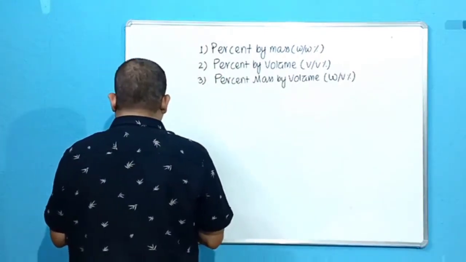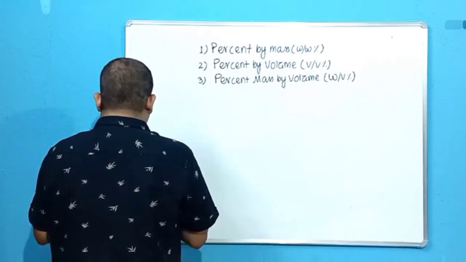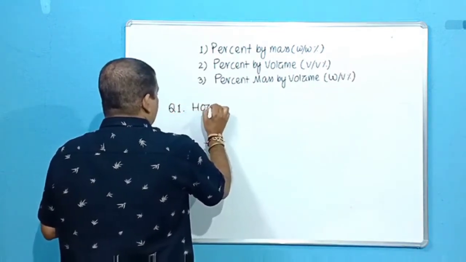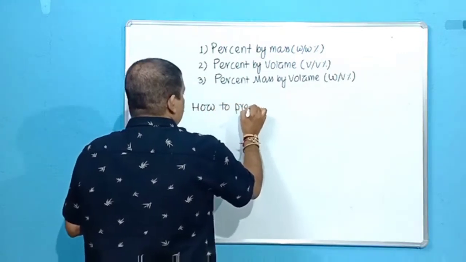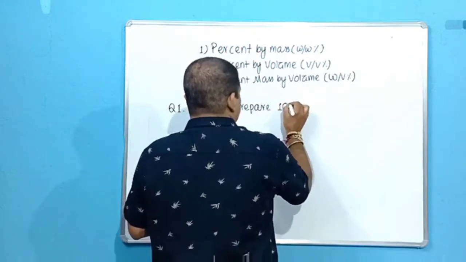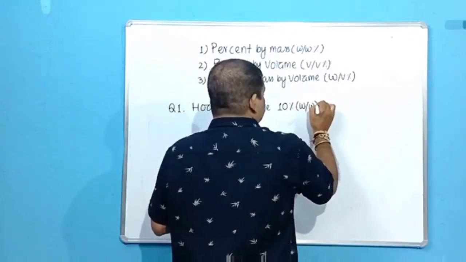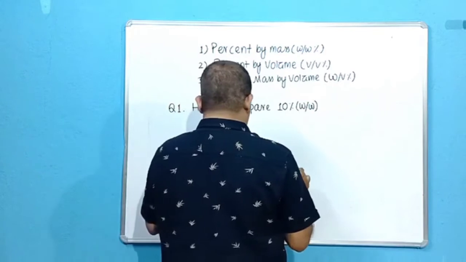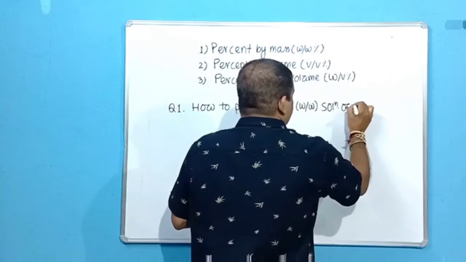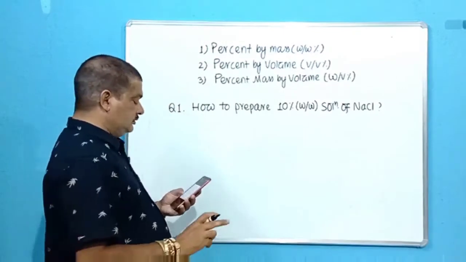Let us go to assignment number 1. So the question was how to prepare 10%. Question 1. How to prepare 10%. 10% means it will be defined. Which type of percent? So W by W, that means mass by mass. How to prepare 10% W by W solution of NaCl, sodium chloride. So clearly the solute here is sodium chloride.